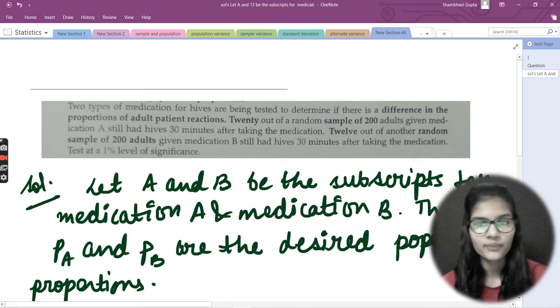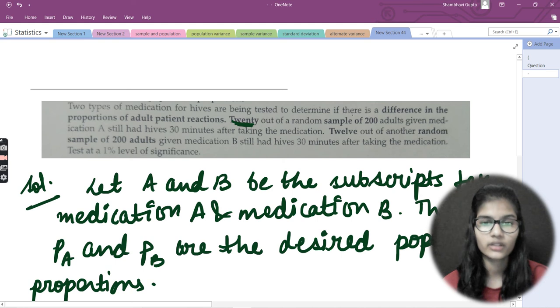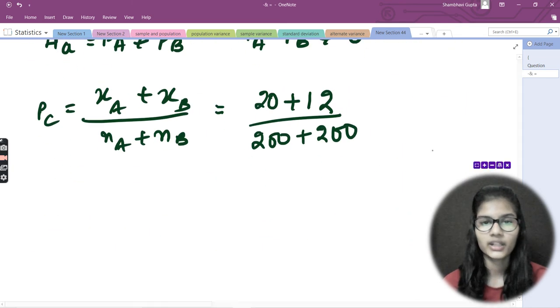That basically it was saying that for the patient proportion, 20 out of this 20 is basically my XA, okay? 20 out of random samples of 200 adults were given medication, and 12 out of other random samples. So from here this 20 and this 12, okay? And what was my sample for the 20 out of random? That was actually 200 only, and for the 12 out of another random sample, my sample was again 200. So in this way, I just got the values for XA, XB, NA plus NB, right?